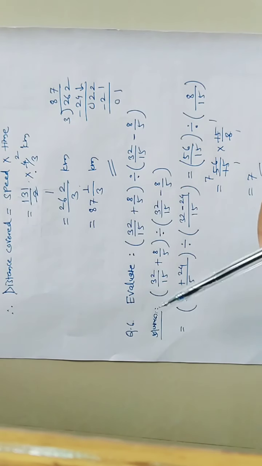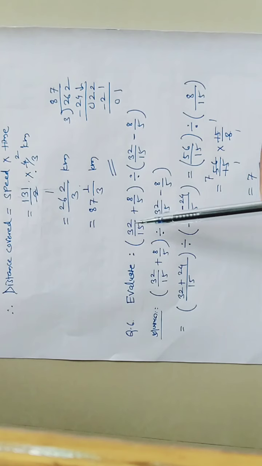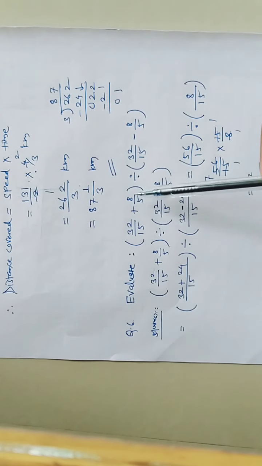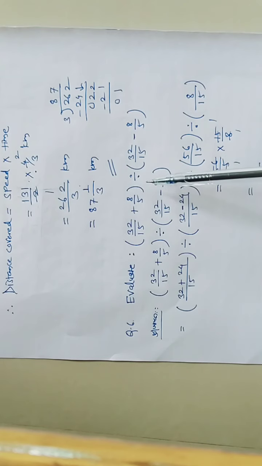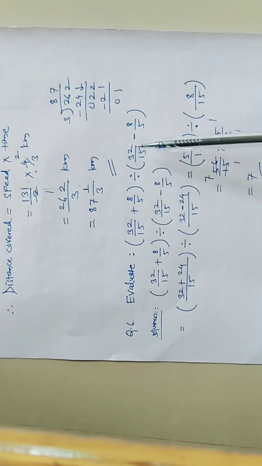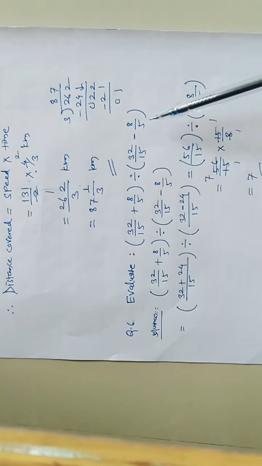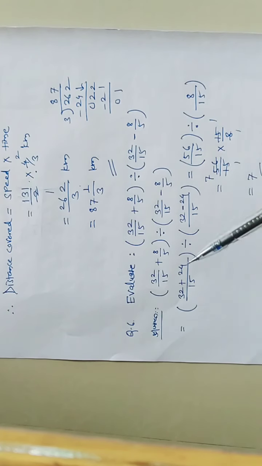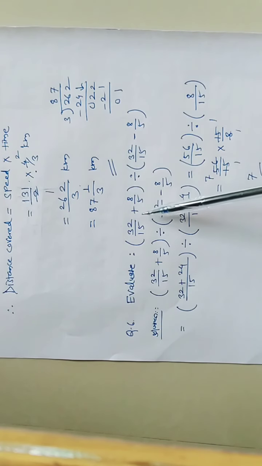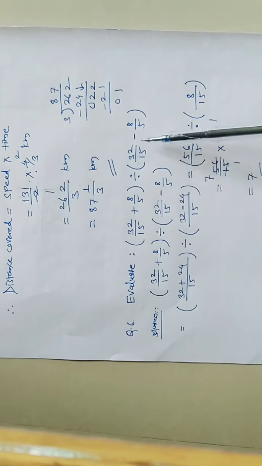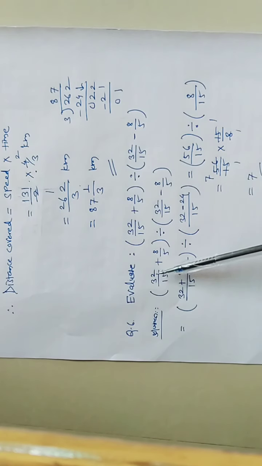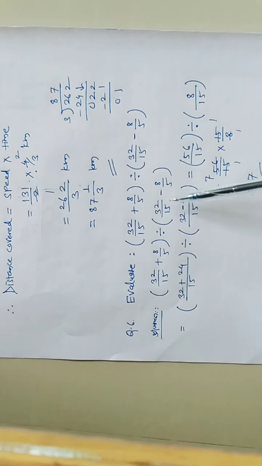Question 6. Evaluate: (32 divided by 15 plus 8 divided by 5) divided by (32 divided by 15 minus 8 divided by 5). We have to divide this with this. Now see the solution. (32 divided by 15 plus 8 divided by 5) divided by (32 divided by 15 minus 8 divided by 5).